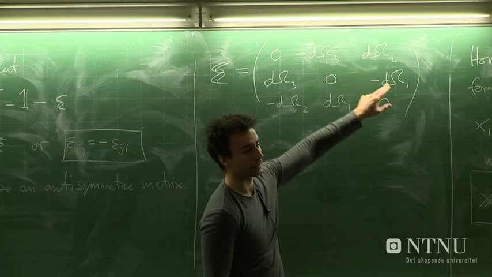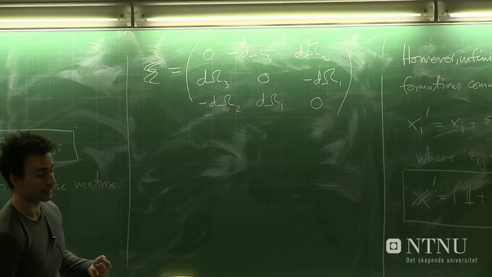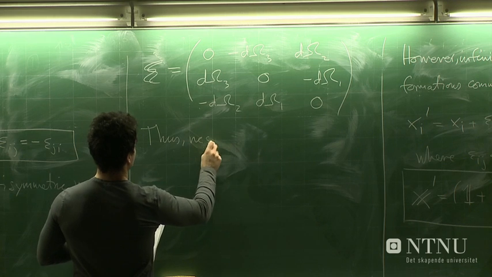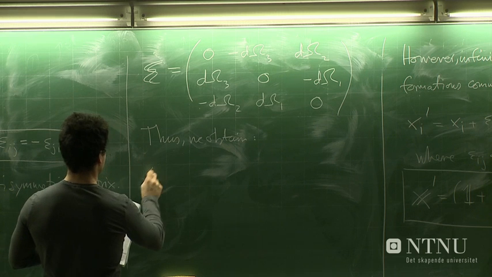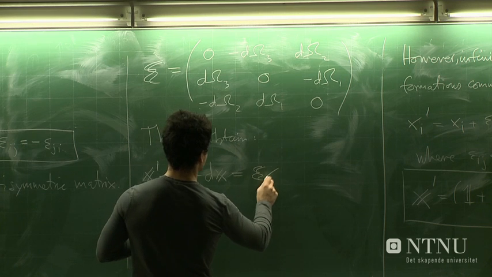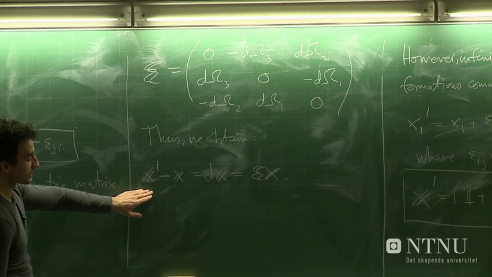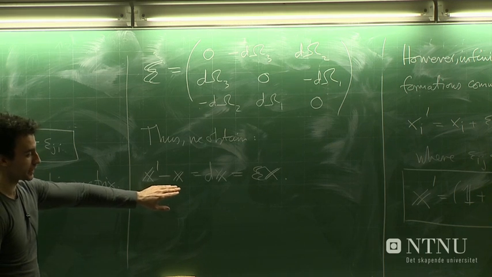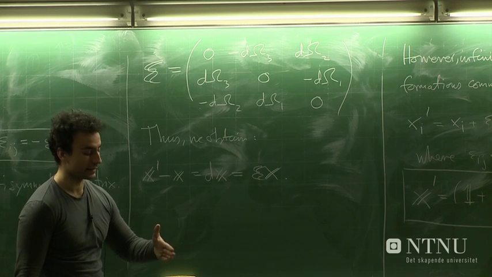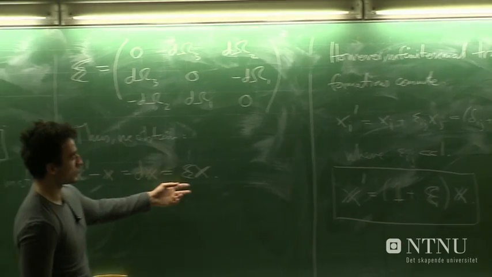And I've written infinitesimals here because we have assumed that epsilon ij is much smaller than 1. It corresponds to an infinitesimal rotation. So with this epsilon matrix, we can now say something about the difference between the rotated vector and the original vector. And we can denote this as dx, so the infinitesimal change in the vector as it has been rotated. And from this formula, we see that it's equal to epsilon x.